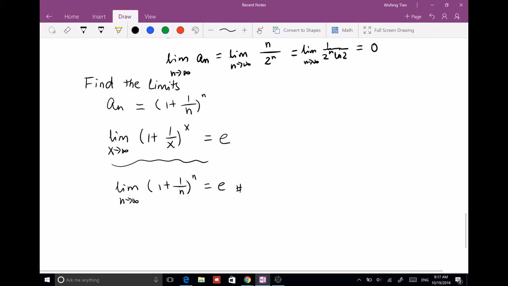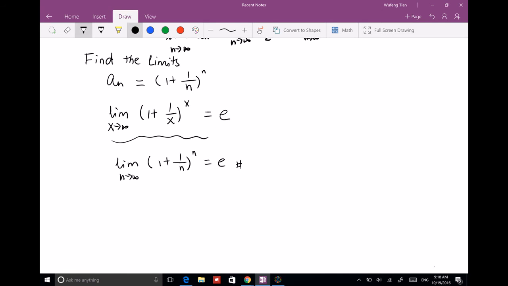Okay. You may tell me, oh, n is not x here. n is an integer: 1, 2, 3, 4, 5, 6, 7, 8, 9, 10. But here x is any number. It could be any real number: 1.1, 1.2, 1.3. For this one, x is continuous. For this one, n is not continuous. n is just the integers. But they do still converge to the same point as n or x goes to infinity. So this is based on one of our theorems.